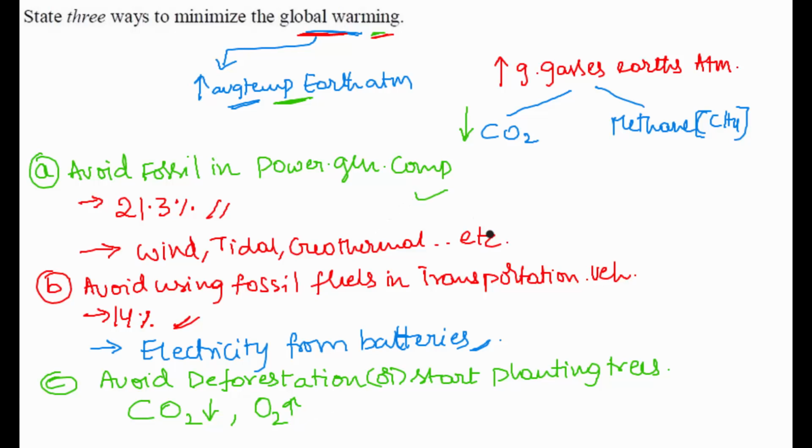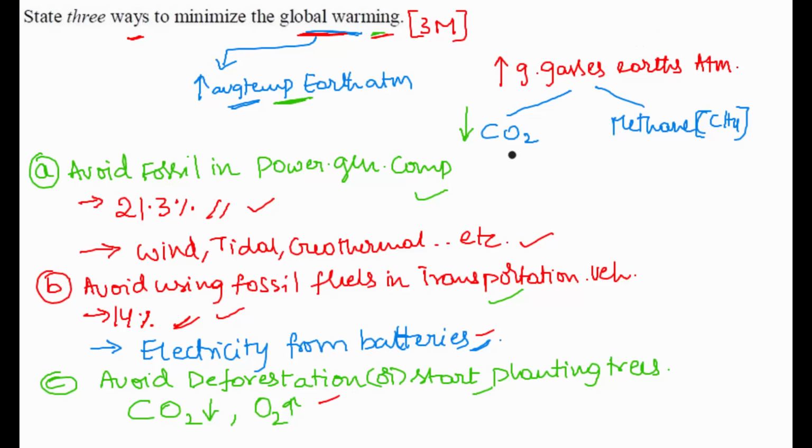So these are the three main important ways through which we can minimize global warming. Usually this question is given for 3 marks, and each way will fetch you 1 mark. It is important to note down that we shouldn't miss out these points, 21.3%, alternatingly what we can use. So these are very important points. We need to remember all these points.